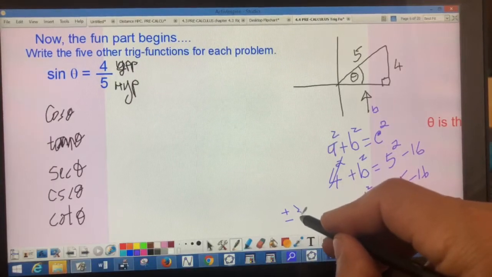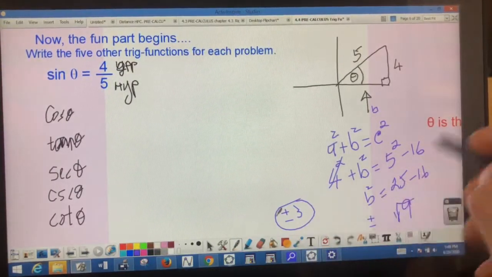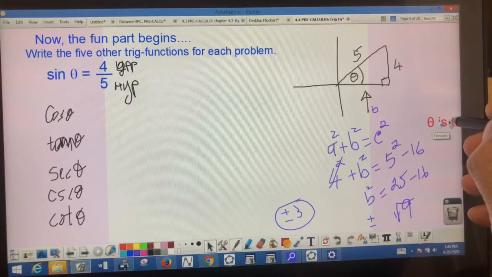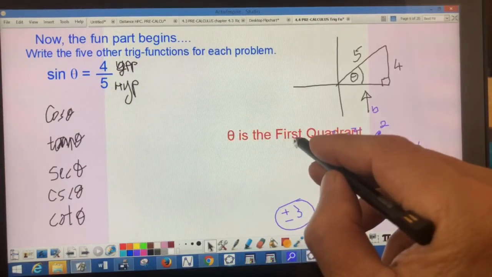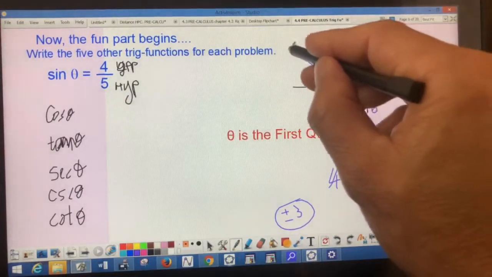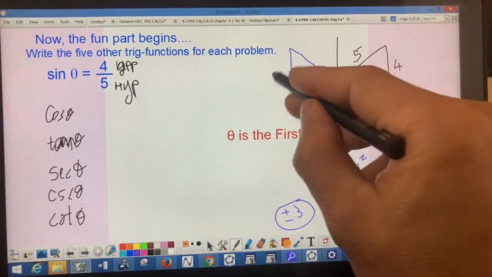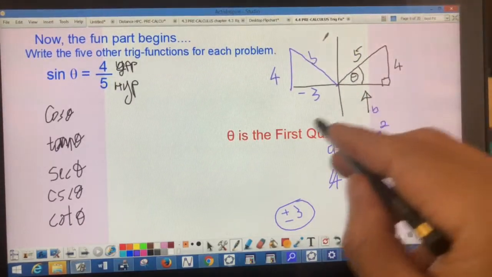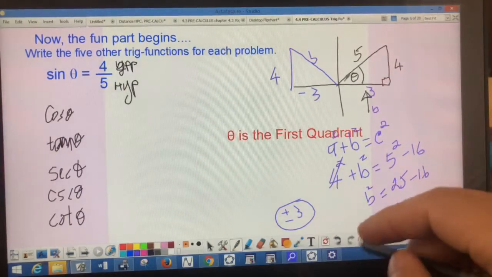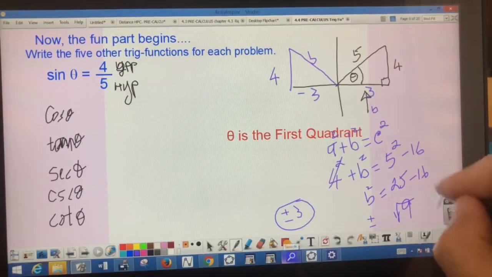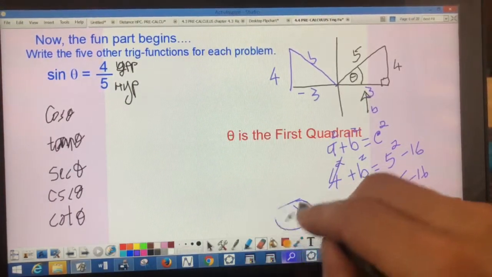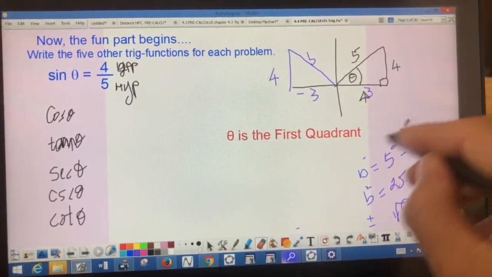Now let me briefly talk about that positive or negative 3. If the question were saying theta is in the second quadrant, since you're going to be drawing this triangle, this would be negative 3, 4, 5. But it says the first quadrant, so there is a positive 3, 4, 5. That's why you have to consider the square root. Every time you take the square root, you get a plus and a minus sign. Okay, you can pause the video at that point if you want to.